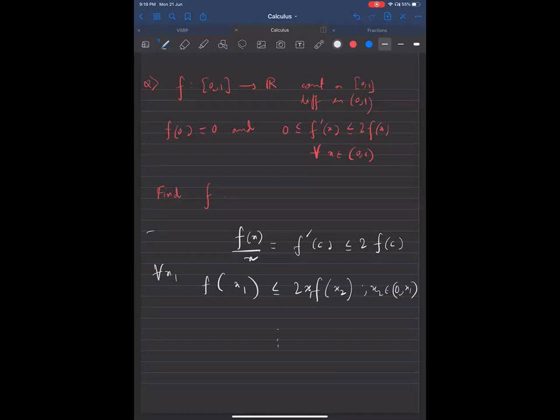So what you will get is something like this: 2 power n, let's say, x1 power n, I guess. Yeah, something like that. And f of xn plus 1. Yeah, so from this, where are you going?